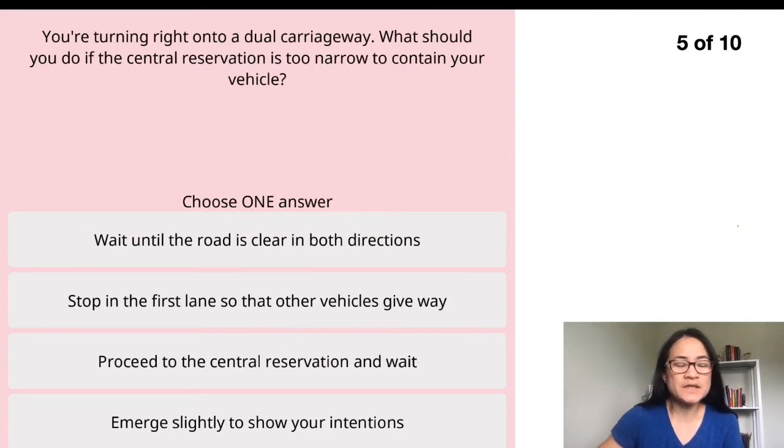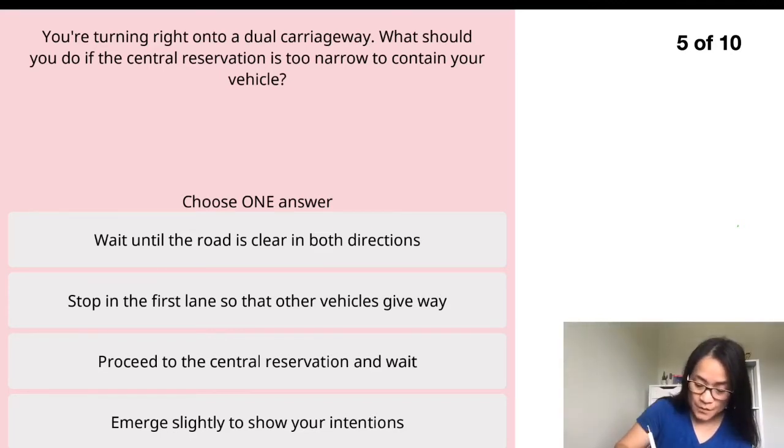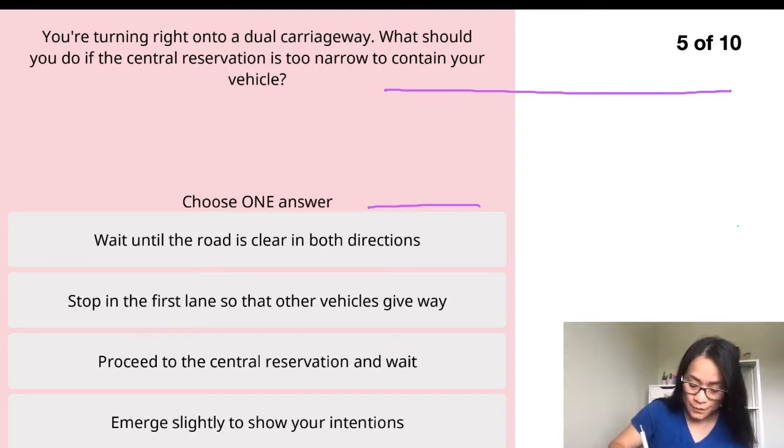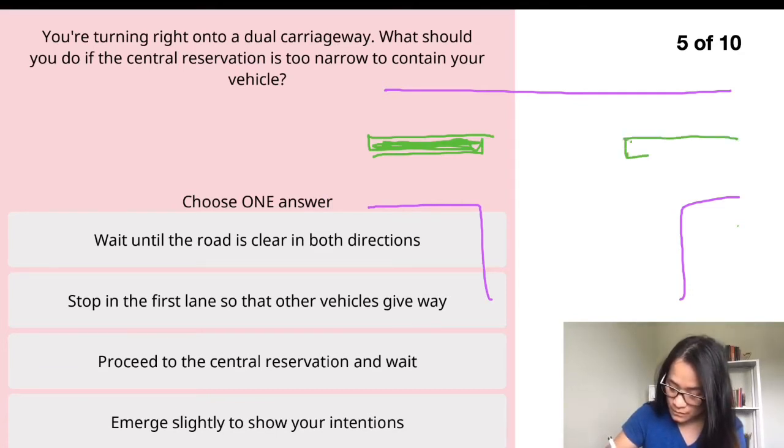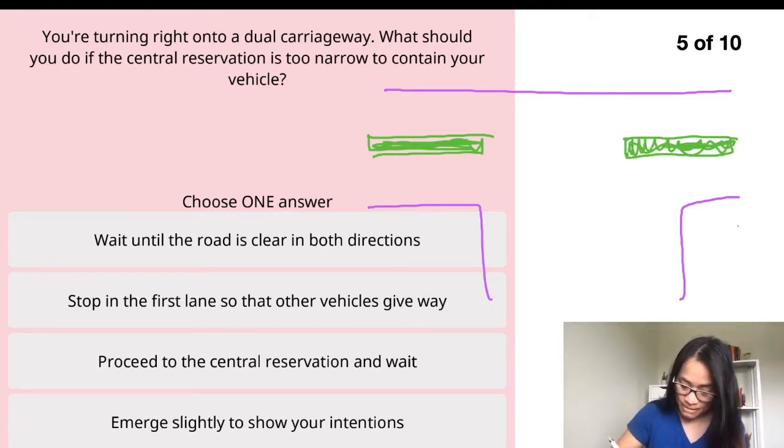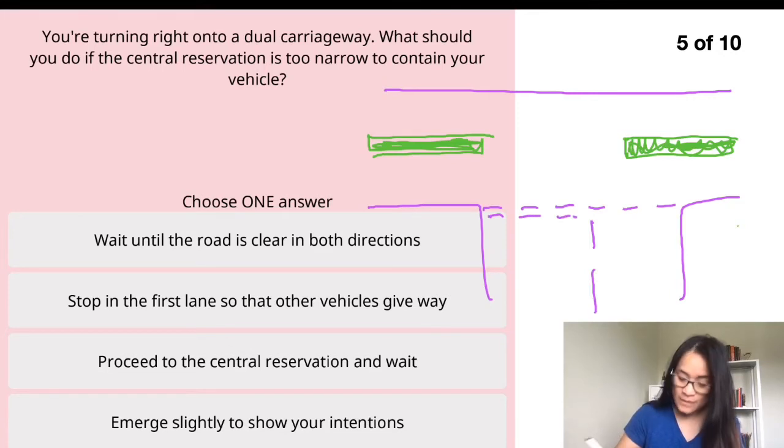Question 5, you are turning right onto a dual carriageway. What should you do if the central reservation is too narrow to contain your vehicle? On your road, you would like to turn right at a dual carriageway. So let me draw a dual carriageway for you here. This is the central island. Okay.